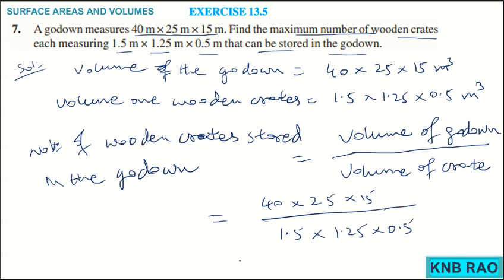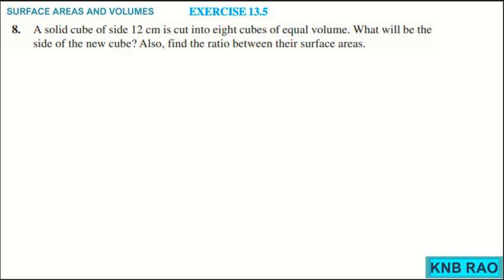You know how to cancel them. You do proper cancellation, you will get the answer as 16,000 wooden crates that can be stored in that godown. This is the right answer. Moving on to question number 8.